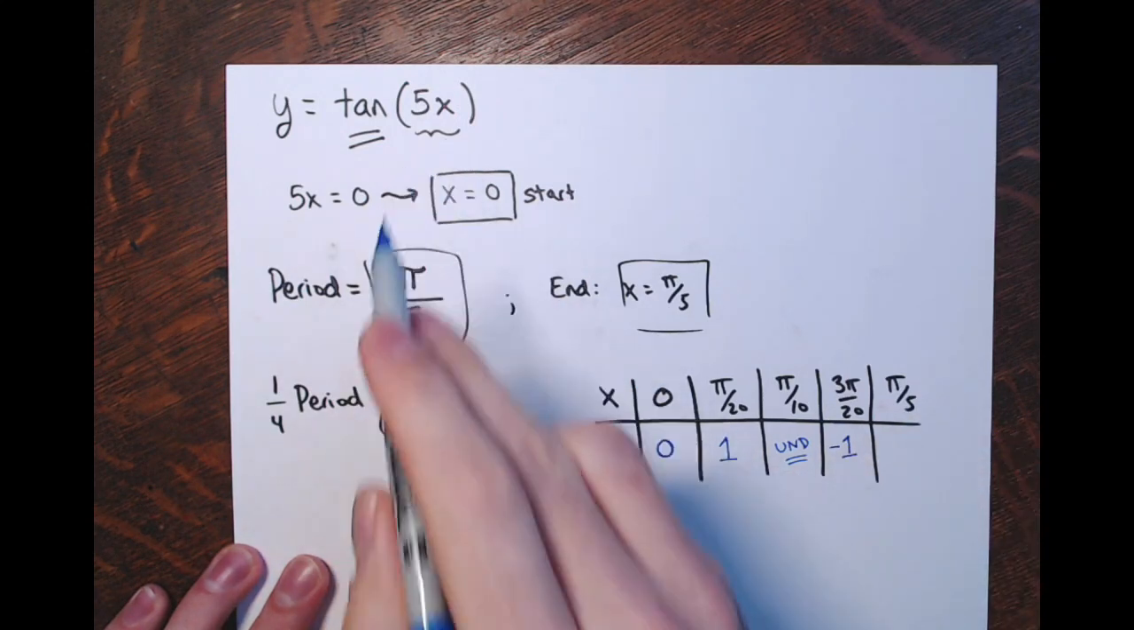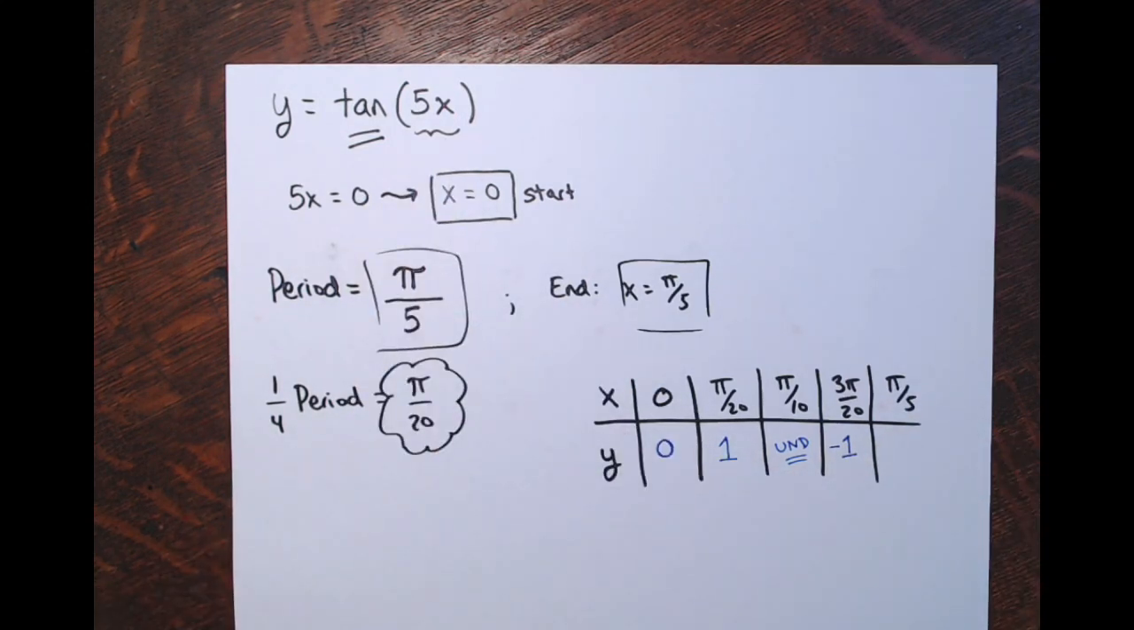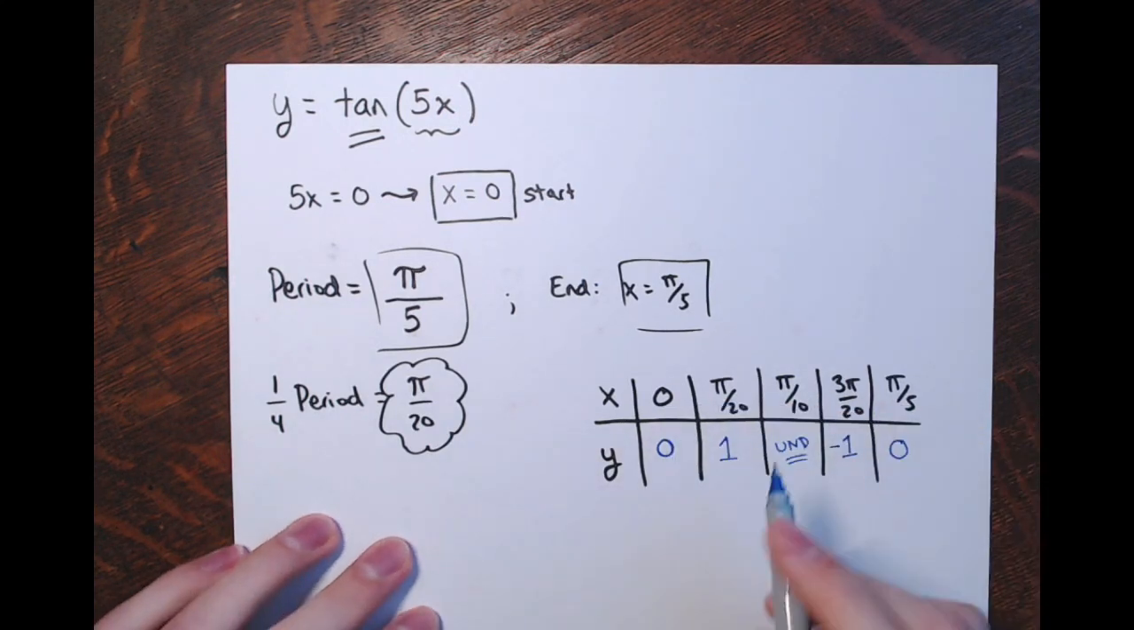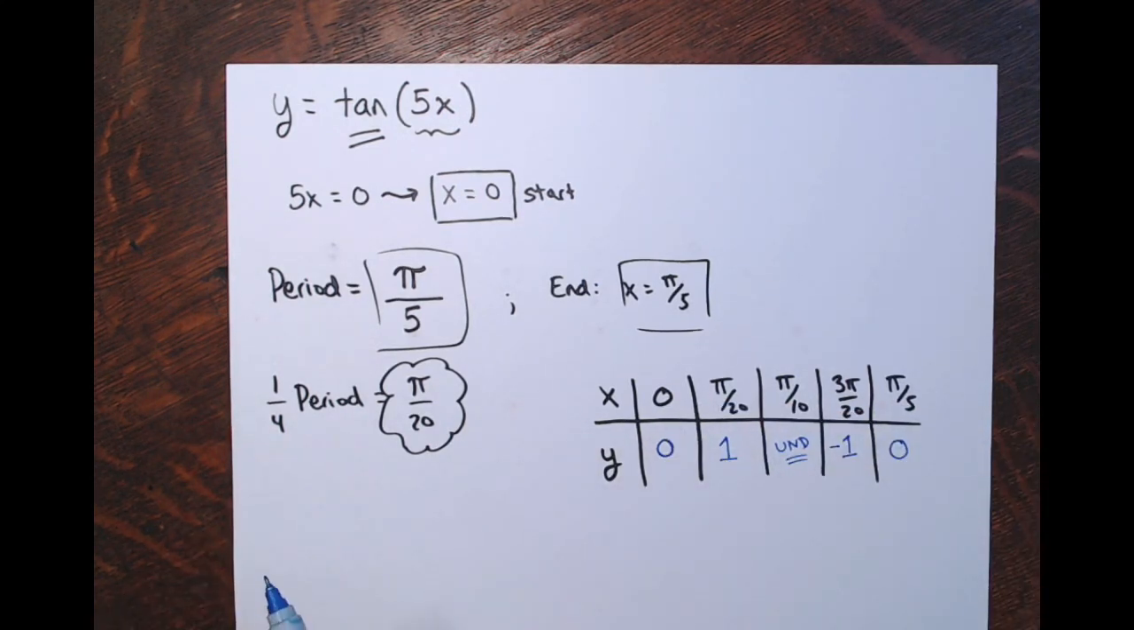And plugging in pi over 5, you get the tangent of pi, and the tangent of pi should be the same as the tangent of 0. The beginning and end of my cycle here should have the same outputs if the period truly is pi over 5, and it is. And then I'll start plotting this first cycle, and we might have to continue it to make it look a little nicer.